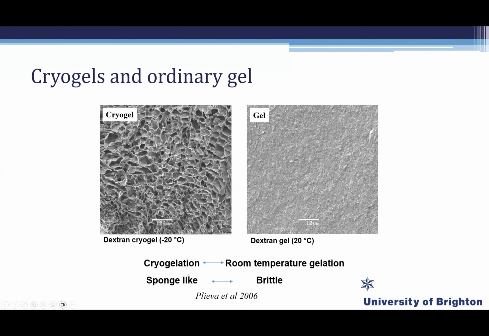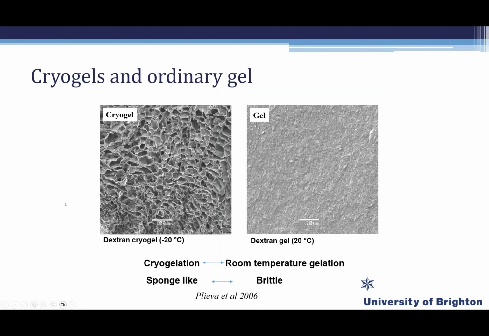If you look at these two scanning electron microscopy images, this is a dextran cryogel, made from the same solution, but one was done at room temperature, on the right, and the one on the left was prepared at -20 degrees. You see there's a dramatic difference in the morphology of these gels.